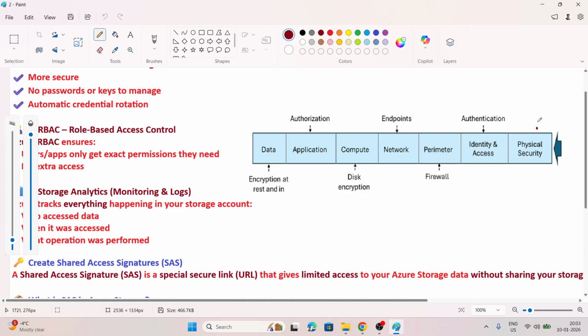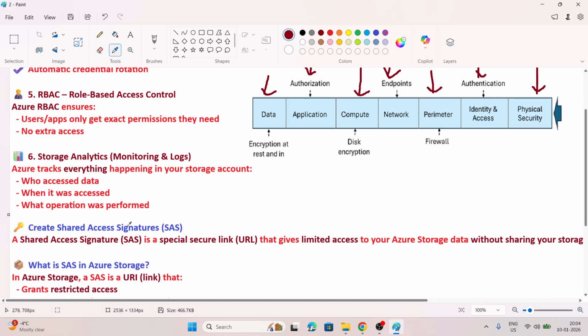There is physical security, like CCTV cameras, security guards, and no physical access is allowed. Then authentication, like RBAC, Entra ID, all those things. Then perimeter, like firewall securities. Then network, where endpoints are also secure. Then disk encryption, where data we save on the disk is also encrypted. Then application authorization, like using RBAC. Then data encryption at rest, which means data is also encrypted when we save the data.